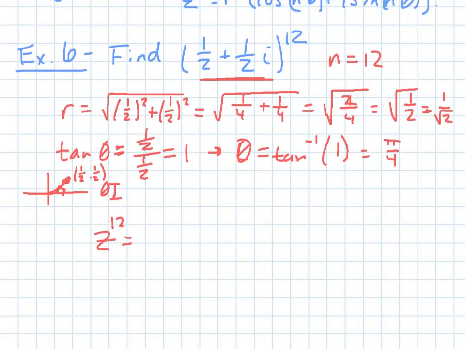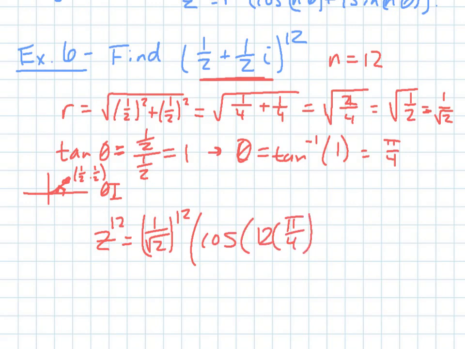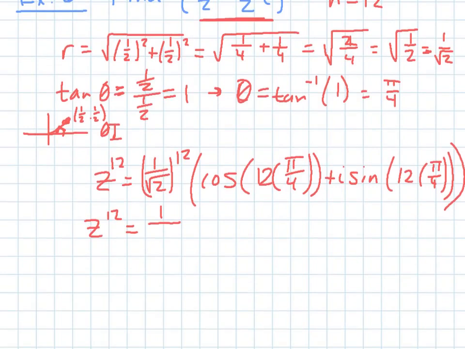So then our n is 12. So now r, or 1 over square root of 2, to the 12th power will be taken times cosine of 12 times pi over 4 plus i sine of 12 times pi over 4 as well. So then 1 over square root of 2 to the 12th power would just give us 1 for the numerator, and square root of 2 to the 12th, let's think about this over here.